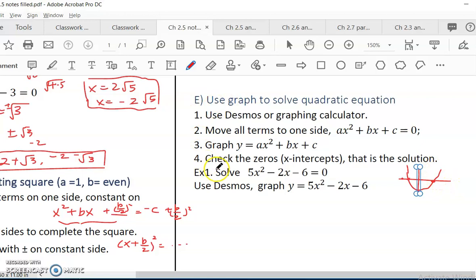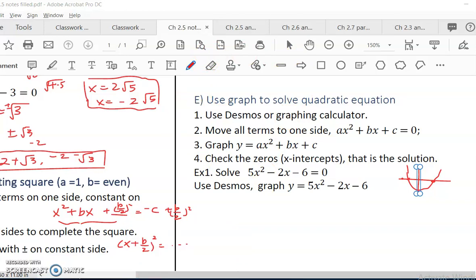So let's do an example. I want to solve 5x squared minus 2x minus 6 equal to 0. I don't know what x is. So instead of using the algebraic techniques that we do from the A to D methods, we're going to use graphing. We can use Desmos, which is an online graphing calculator.